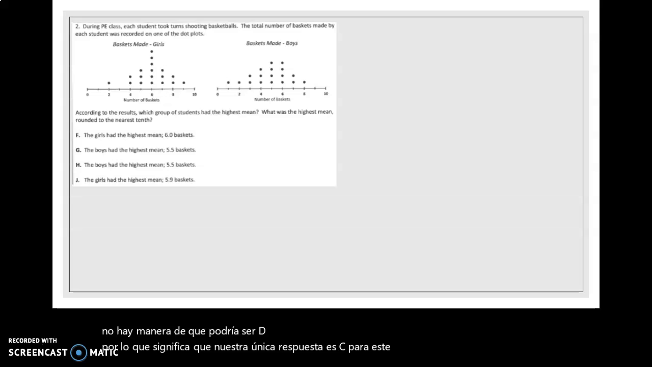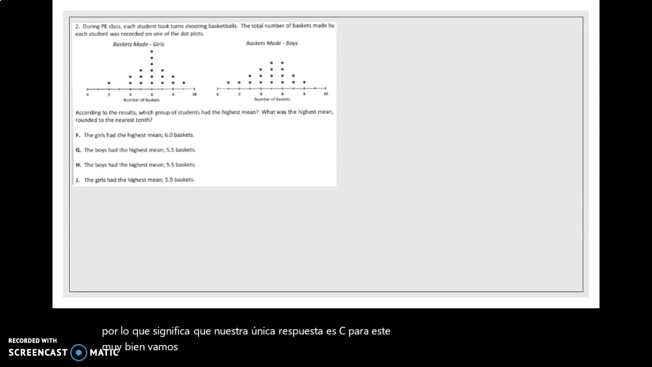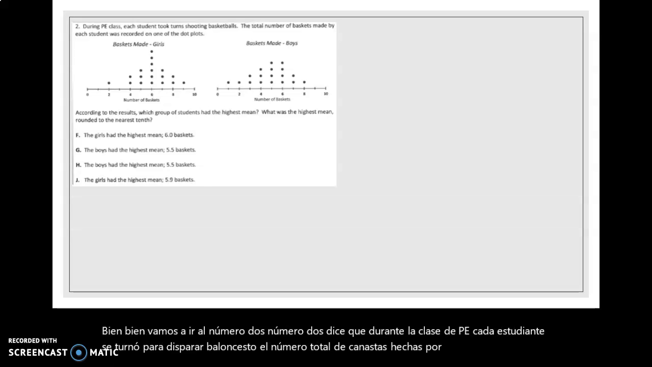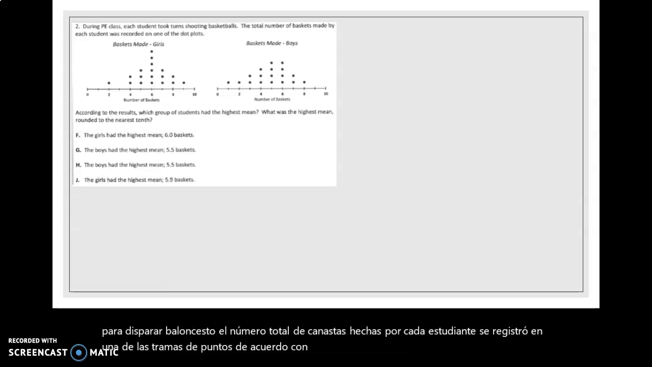Alright, let's go on to number 2. Number 2 says that during PE class, each student took turns shooting basketball. The total number of baskets made by each student was recorded on one of the dot plots. According to the results, which group of students had the highest mean? What was the highest mean rounded to the nearest tenth?